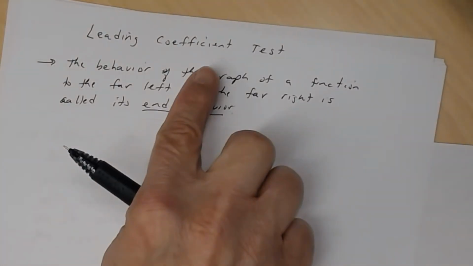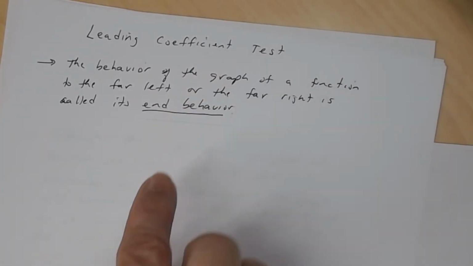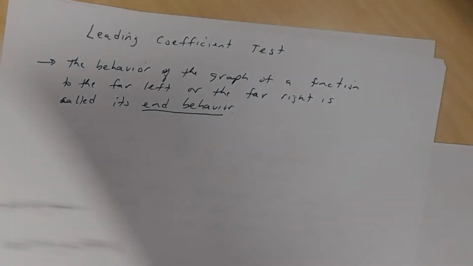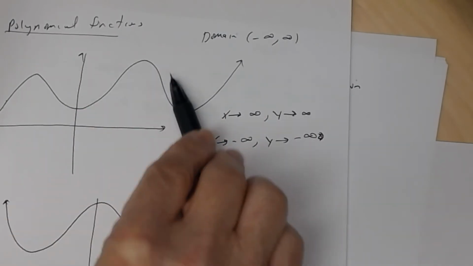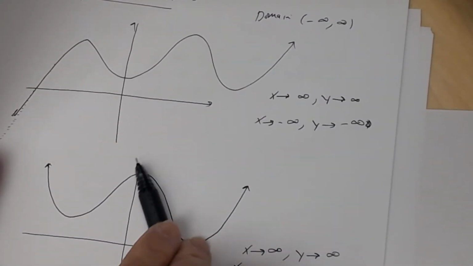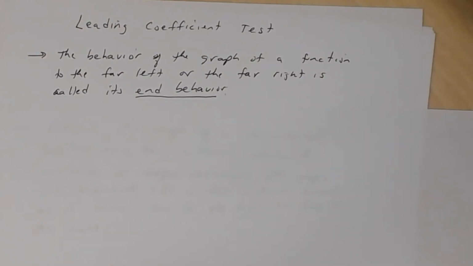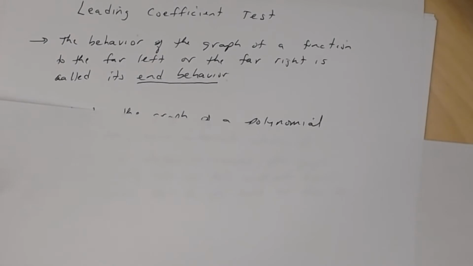And that's what the leading coefficient test will help you to determine: whether the graph goes up or down on the ends. That's all it does. It doesn't tell you anything else about what happens between them. So that's what we mean by far right, far left. That's called your end behavior.